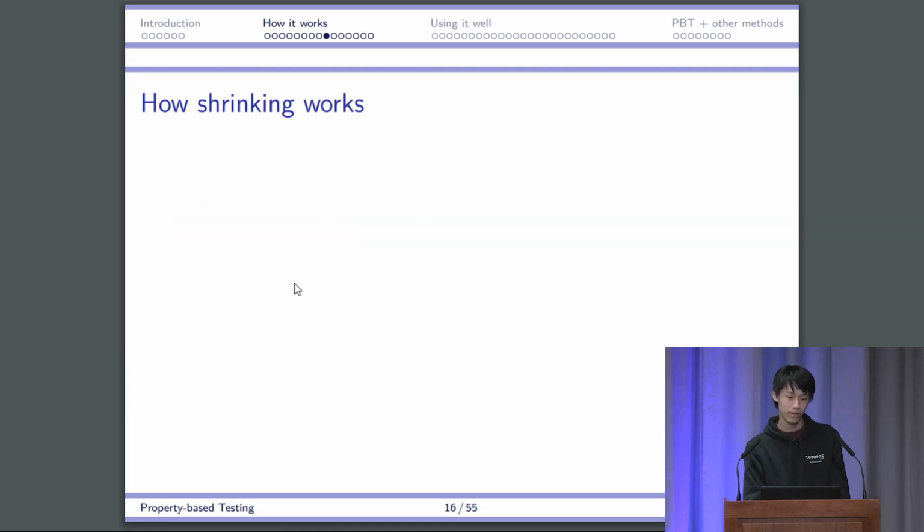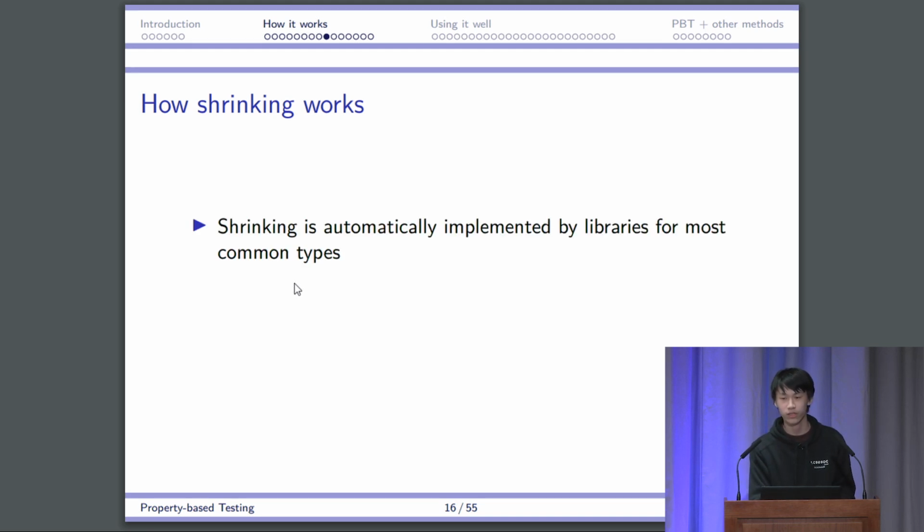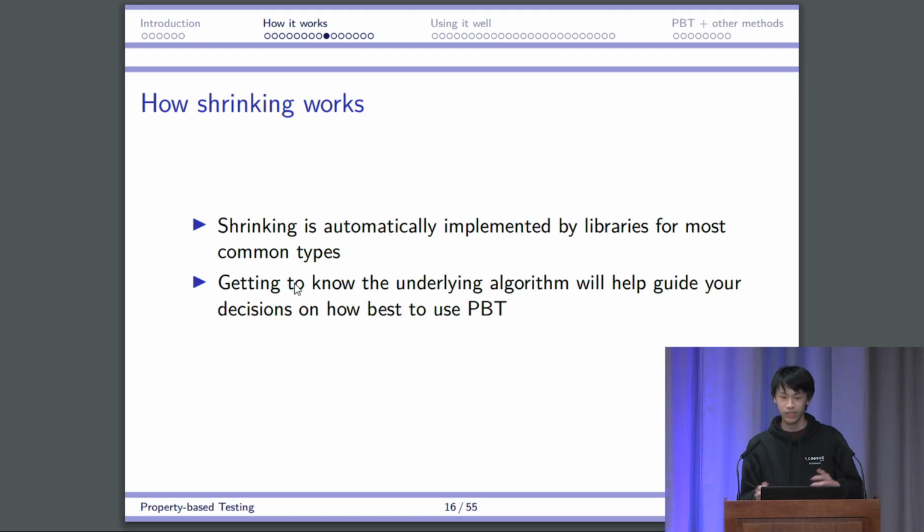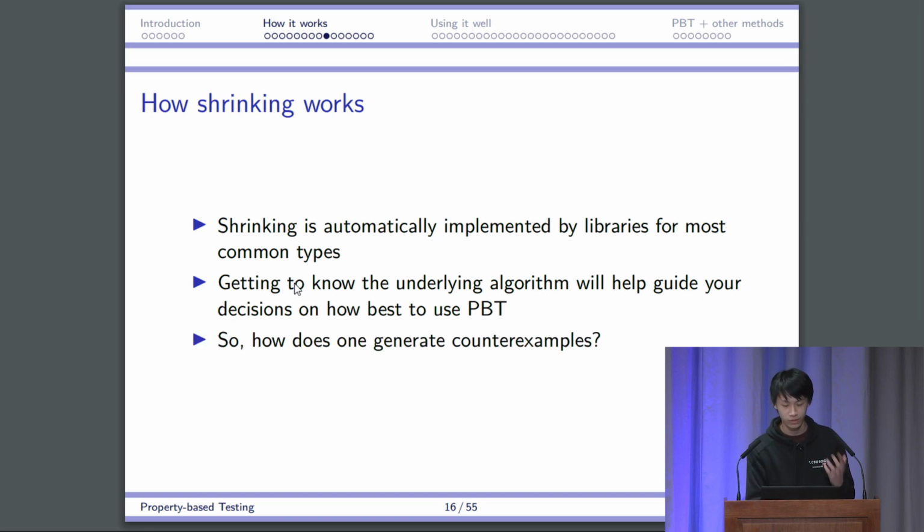All right. Now, so far, I've introduced shrinking as kind of this black box where you just take a test case and it will just give you smaller test cases. However, not everything can be implemented perfectly. And so we probably need to actually figure out how shrinking works. So how do we even design a shrinker? Well, shrinking is automatically implemented by libraries for most common types. However, getting to know the underlying algorithm, as I said, will help guide your decision on how best to use property-based testing. So how does one generate counterexamples?